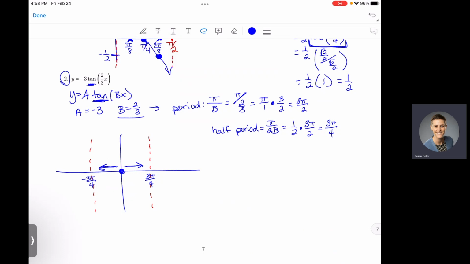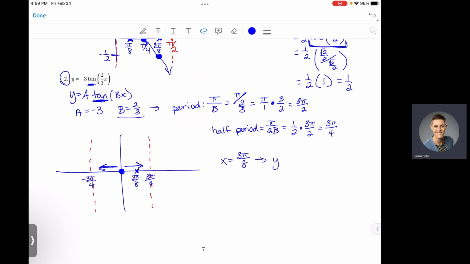And I did your x-intercept at the beginning because tangent always has an x-intercept at 0. So really now all we have to do is figure out whether this thing comes down left to right or up left to right. The best way to do that is to pick an x value and plug it in. I'm going to pick the positive x value halfway between our x-intercept and our asymptote. Halfway between 0 and 3 pi over 4 is 3 pi over 8.